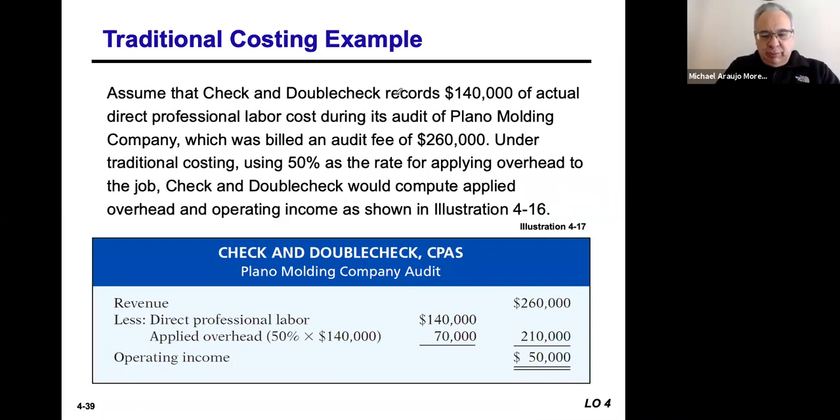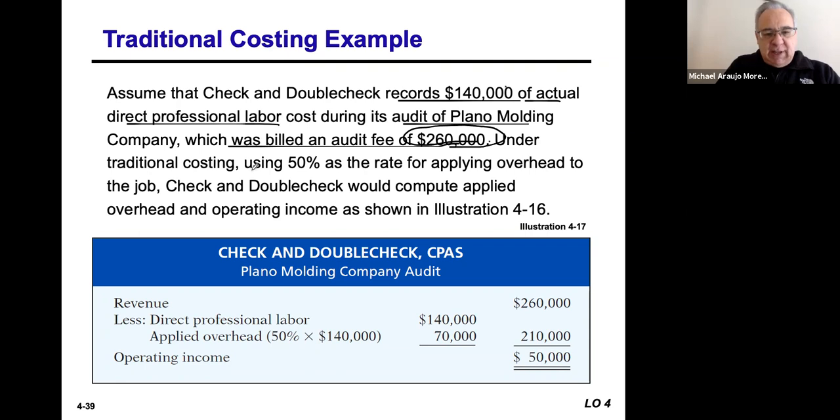Let's assume that they record $140,000 of actual labor costs during this job, an audit of Plano Molding Company, in which they were billed a fee of $260,000. So this is the amount they charged the company, so that's their revenue. They clearly had this much of labor costs.